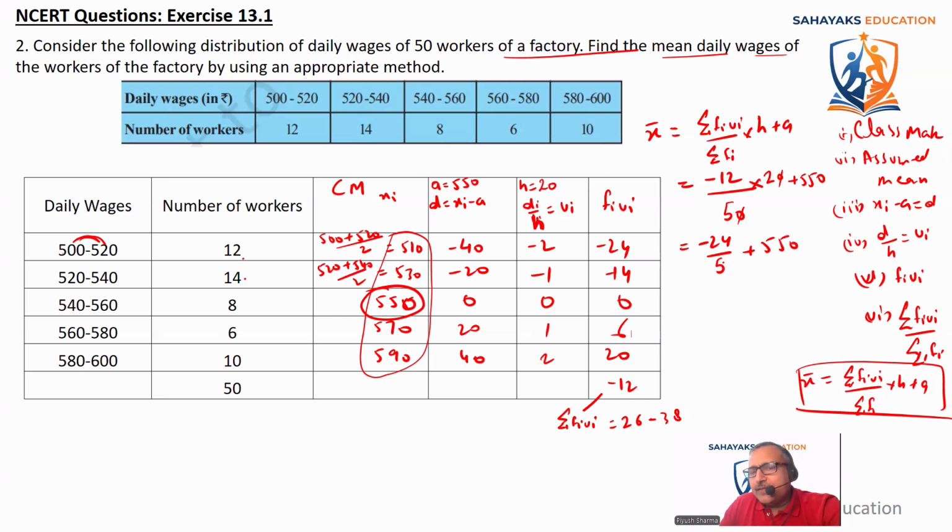So 5 4s are 20, 4.8. It is minus 4.8 plus 550. So 550 minus 4.8 comes out to be 545.2. That is the mean of it.